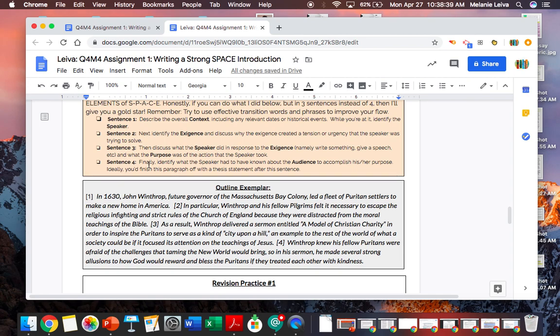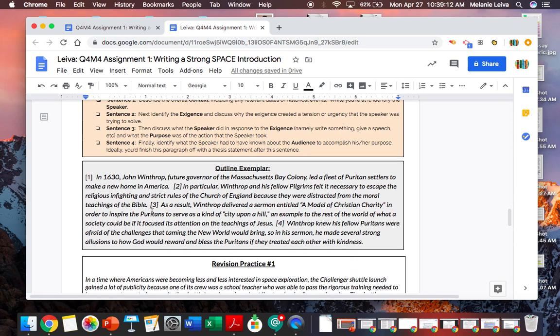So you could add the context and then identify the speaker. Then from the context, you move into the exigence and explain why this exists now, what's the urgency, and then what the speaker does in response to their exigence. So because of this happening, the speaker is calling to action, doing this speech for what purpose. So it goes from context, exigence, purpose to then acknowledging the audience. And when you do those things, you've added all the elements of space, and you can move into your thesis.